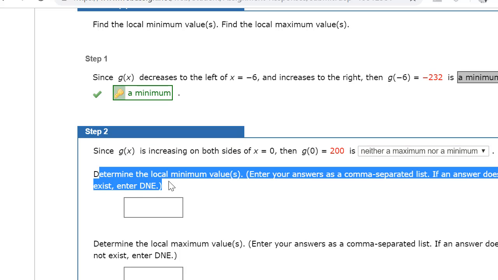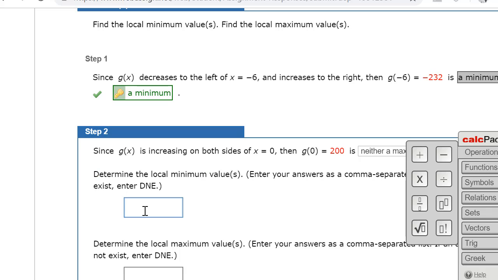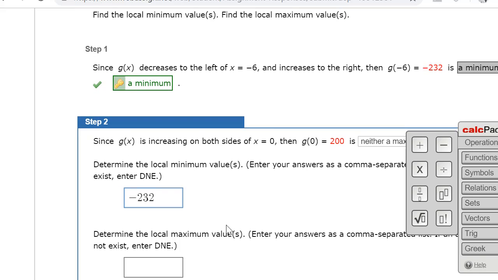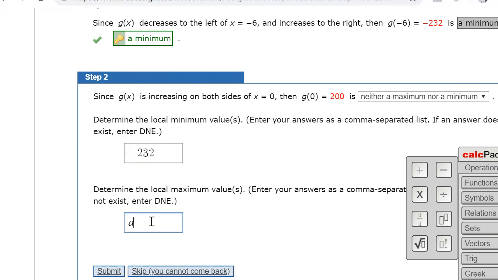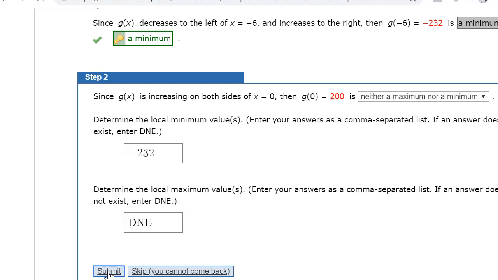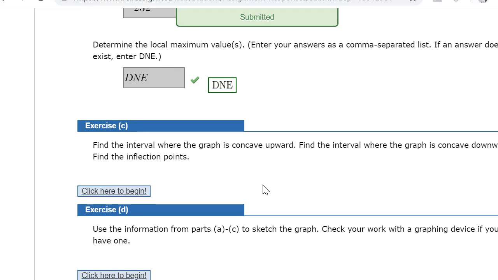So determine the local minimum values. The minimum value they gave us here is negative 232. So that's our local minimum value. And determine the local maximum value. I think we've already said that this is not a maximum value, so we can go ahead and call it DNE. And then that takes care of max and mins.